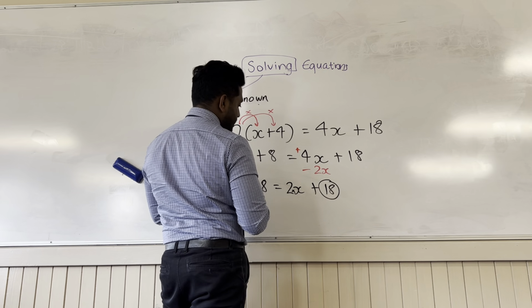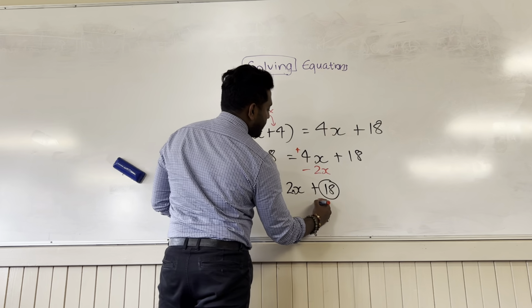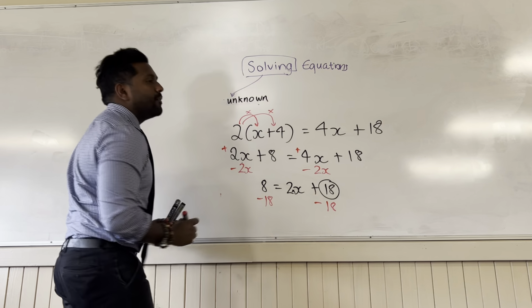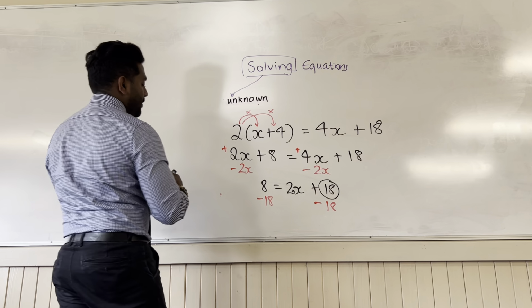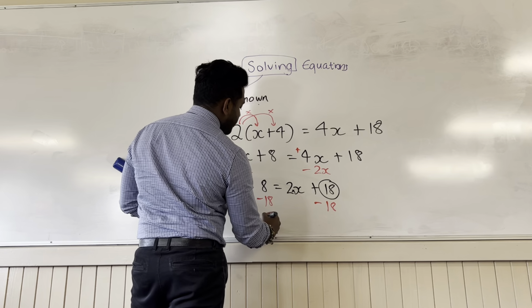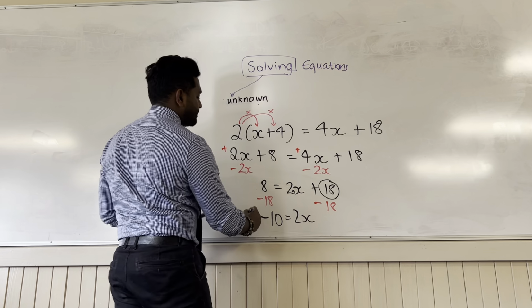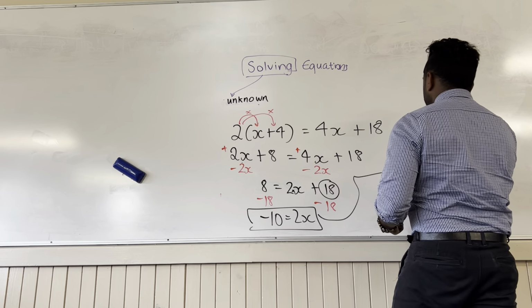How do you get rid of the outside guard? Oh, we do the opposite operation. It says plus 18. How do we get rid of it? We go minus 18. This involves you having to subtract a higher number from a lower number. So 8 take away 18 is going to be minus 10. That's equal to 2x.